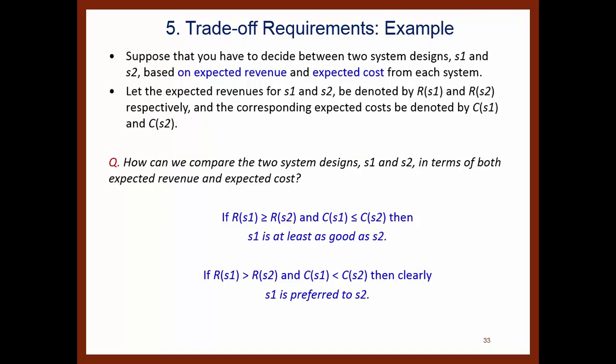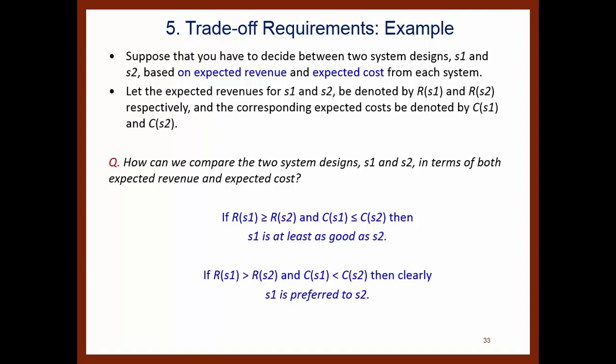For example, suppose that you have to decide between two system designs, S1 and S2, based on expected revenue and expected cost from each system. So we can let the expected revenues for S1 and S2 be denoted by the function R of S1 or R of S2, and then the corresponding expected costs be denoted by C of S1 and C of S2. How can we compare the two system designs, S1 and S2, in terms of both expected revenue and expected cost? Then we can come up with these rules. That's what we call the algorithm.